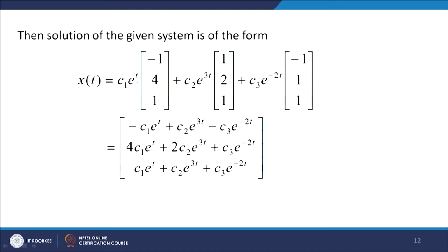So if you multiply c1 e to the power t, c2 e to the power 3t, c3 e to the power minus 2t to these 3 column vectors, and then add, what you get is: minus c1 e to the power t plus c2 e to the power 3t minus c3 e to the power minus 2t, and then 4 c1 e to the power t plus 2 c2 e to the power 3t plus c3 e to the power minus 2t, and then the third component as c1 e to the power t plus c2 e to the power 3t plus c3 e to the power minus 2t. So this is the general solution of the given vector differential equation.